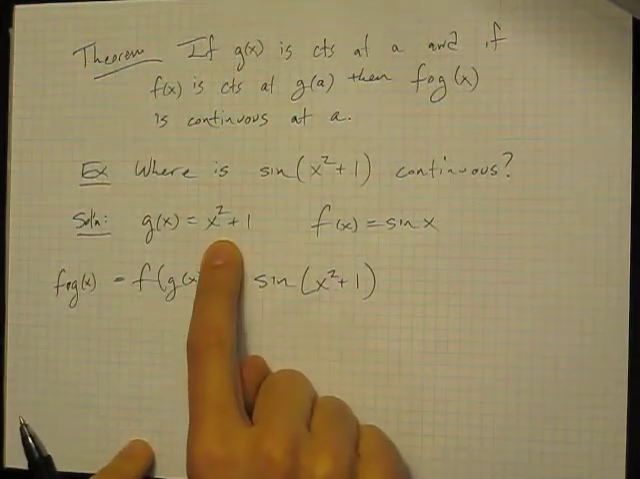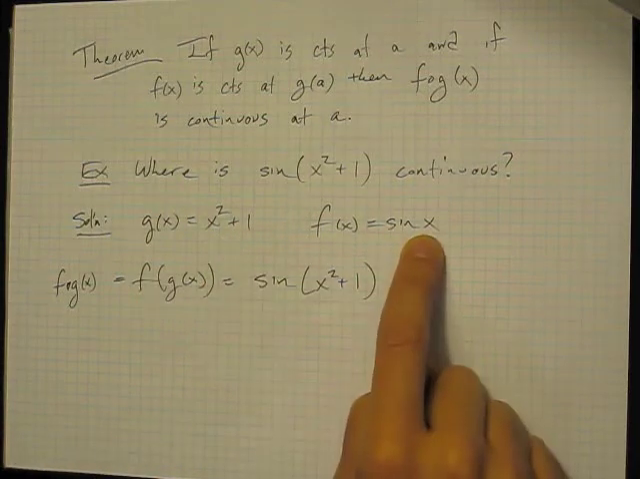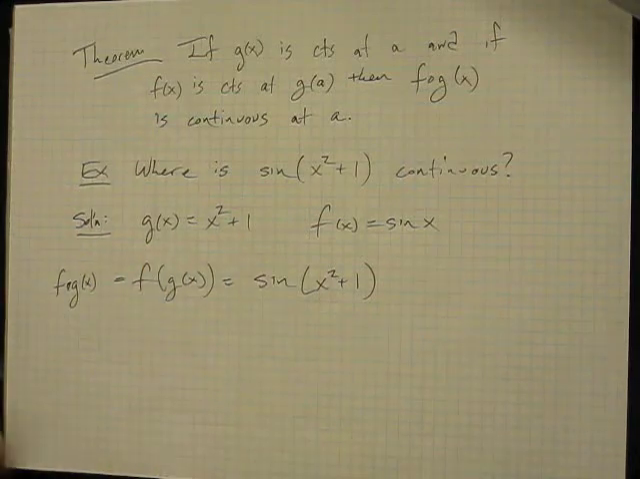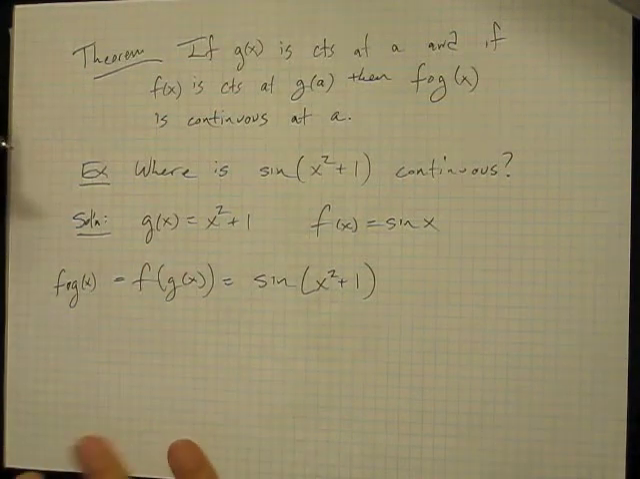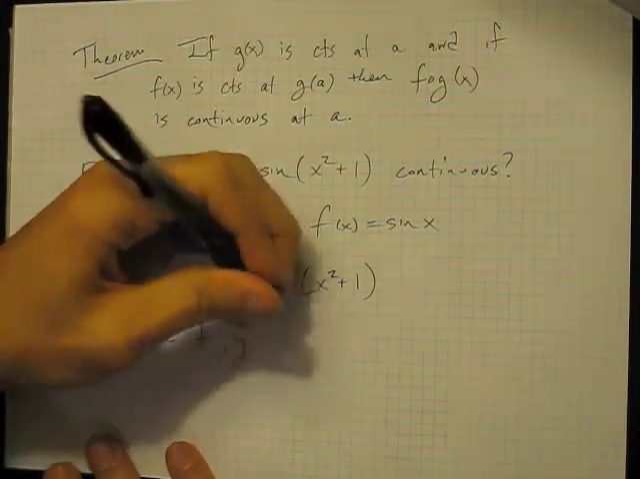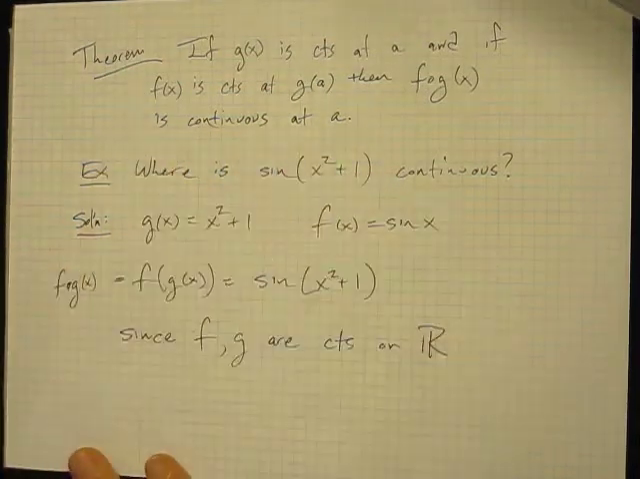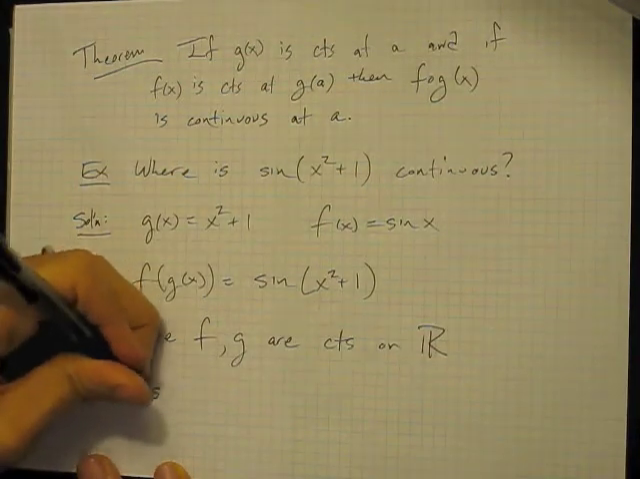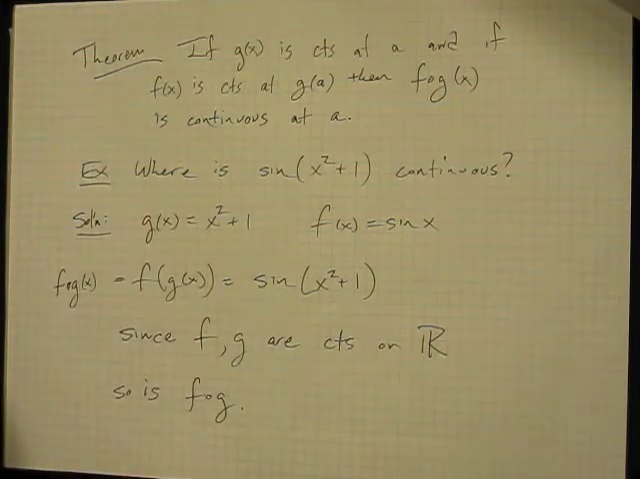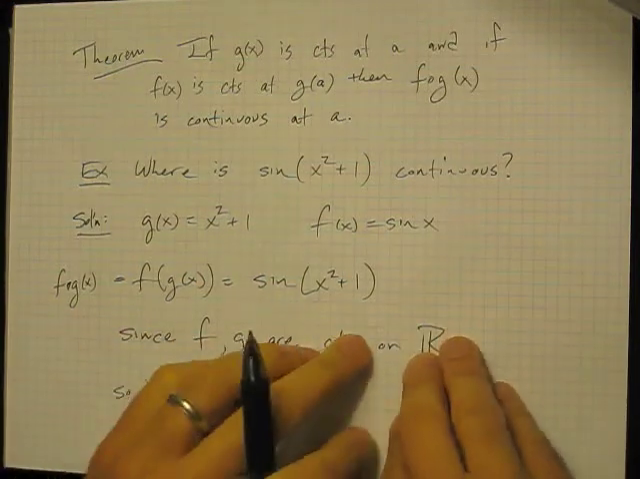Well, now look, x squared plus 1 is a polynomial, so it is continuous everywhere. And sine is continuous everywhere because it's a trig function. So therefore, we know that if we compose these two functions, we get a function that's continuous everywhere. Since f and g are continuous on all of the real numbers, so is f composed with g. So that's the answer to that question. Where is sine of x plus 1 continuous?